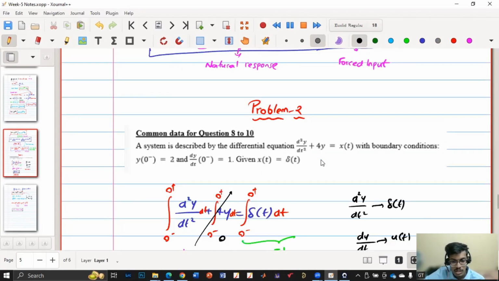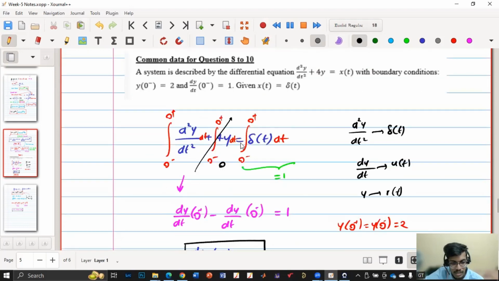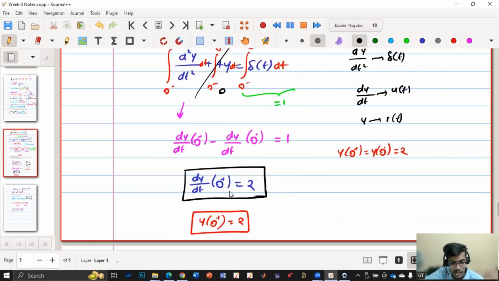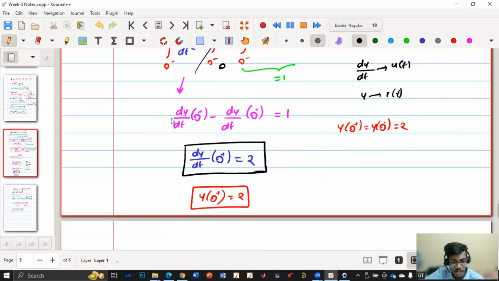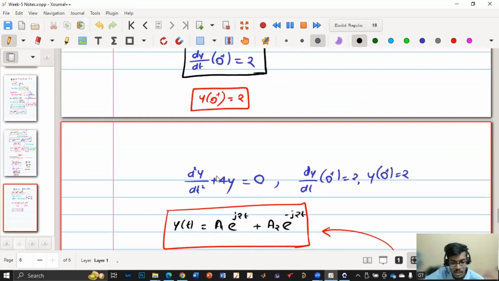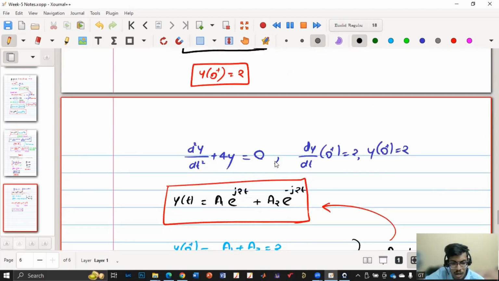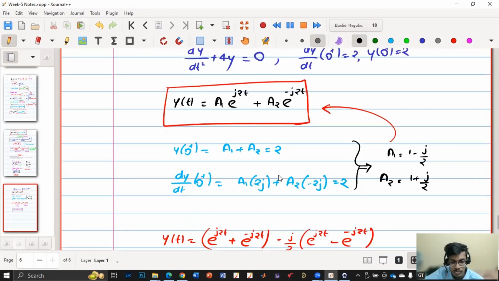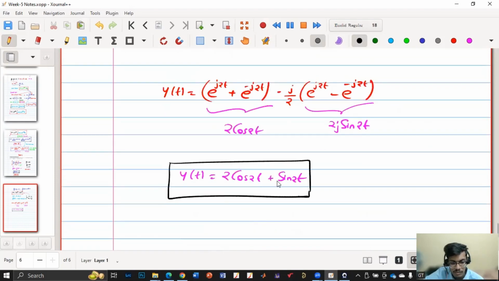The discussion is d square y by dt square plus 4y equal to x of t, a problem with x of t equal to delta of t. Then if we have integrated, we got dy by dt at 0 plus, and similarly y of 0 minus is given. From there we got y of 0 plus because y is continuous. Then we have reformed the problem and solved for a1 a2, and then we got this expression.